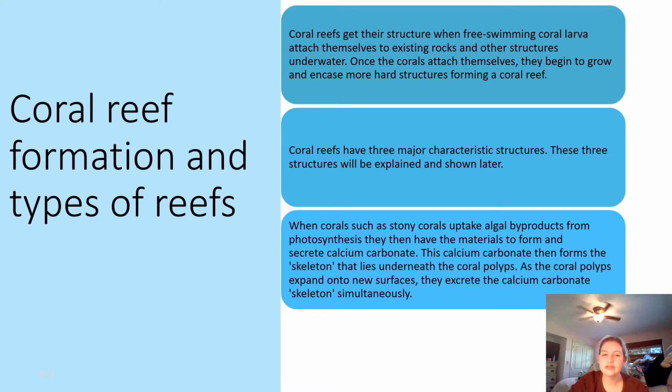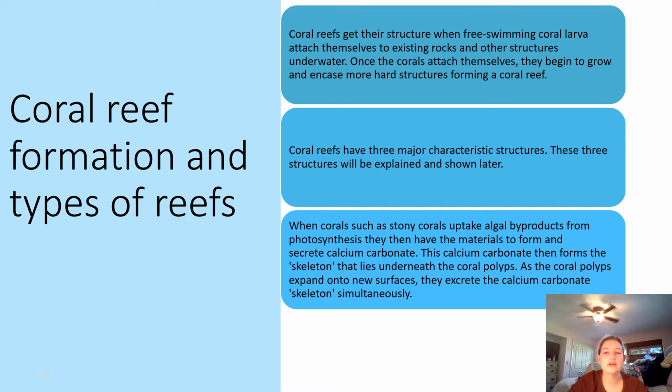Coral reef formations and types of coral reefs. Coral reefs get their structure when free-swimming coral larvae attach themselves to existing rocks and other structures underwater. Once the corals attach themselves, they begin to grow and encase more hard structures, forming a coral reef.